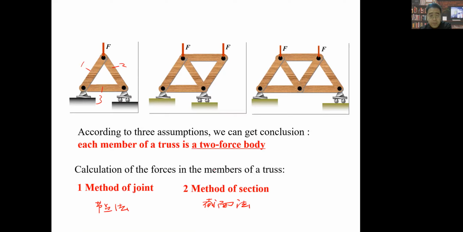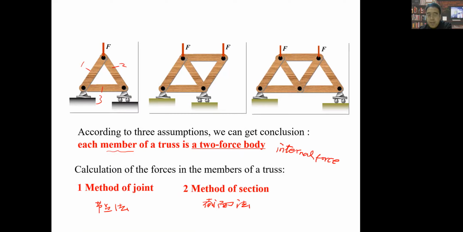But before we introduce these two methods, we should know what we are trying to figure out. Actually, we are trying to calculate the internal forces of each member, you know? Each member, because we know that each member will be looked at as a two-force body. But what is its internal force?